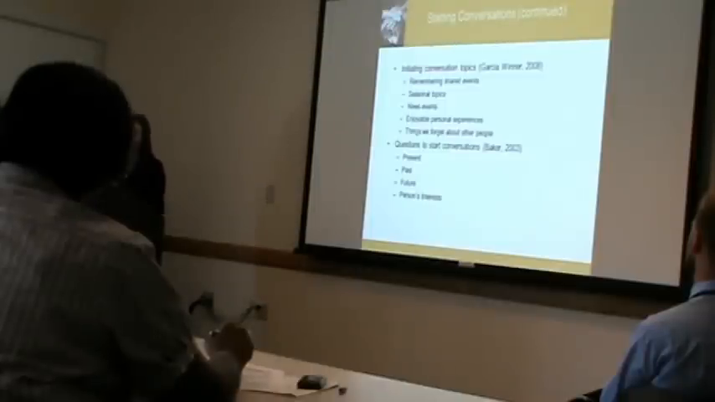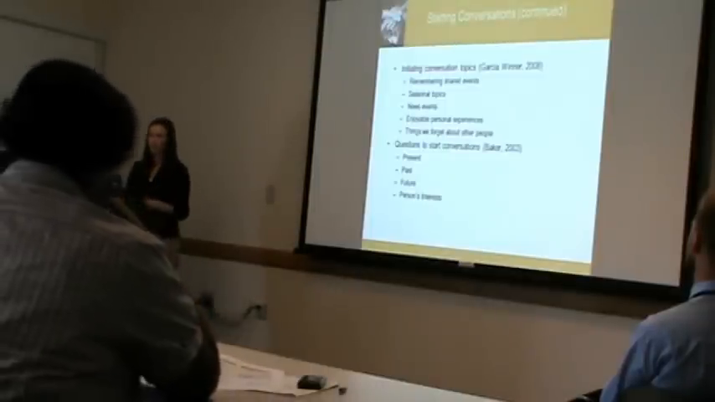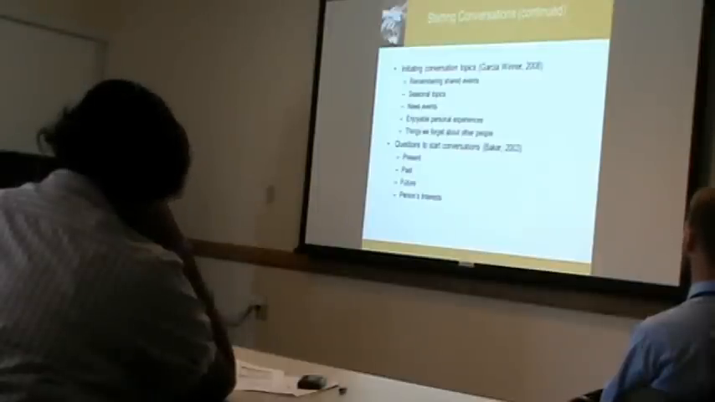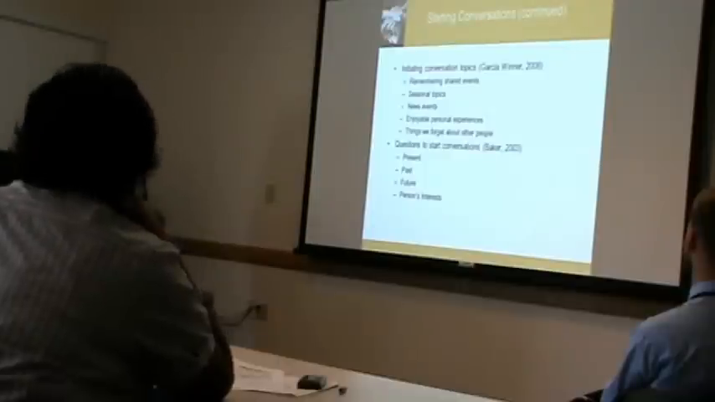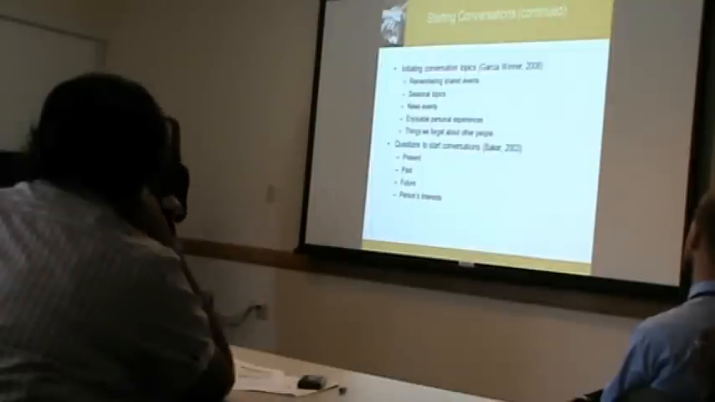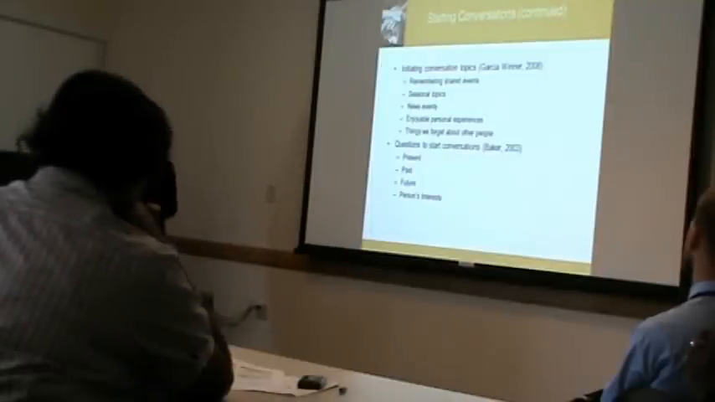So children with ASD also can be taught about general topics that can be helpful for starting conversations. And Garcia Winner lists the ones on the top. So remembering shared events. An example is, let's say two children went bowling together a couple weeks ago and they had fun. One might start a conversation by saying, hey, remember that time we went bowling? And then hopefully that'll lead to a conversation about that event or similar events.